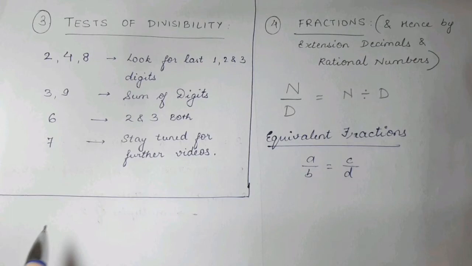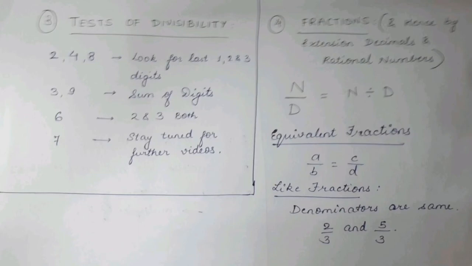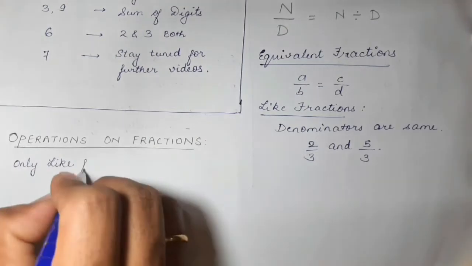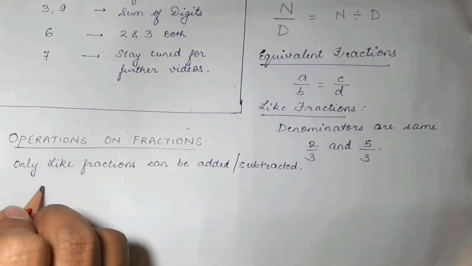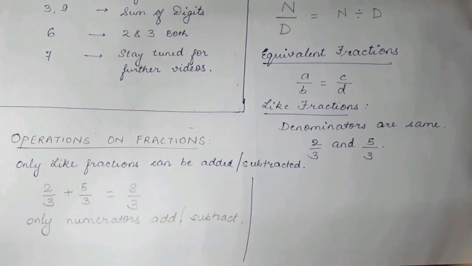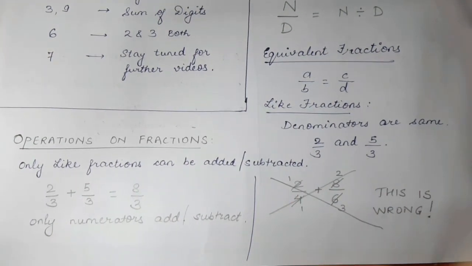Equivalent fractions such as a by b equal to c by d, this is the definition. This definition is confused. Like fractions are not paid attention to. Fractions whose denominators are the same are called like fractions. Now on operations of fractions, only like fractions can be added or subtracted, whereas any fraction can be multiplied or divided by any other fraction. If you look at this example, this is a classic mistake that many students make.